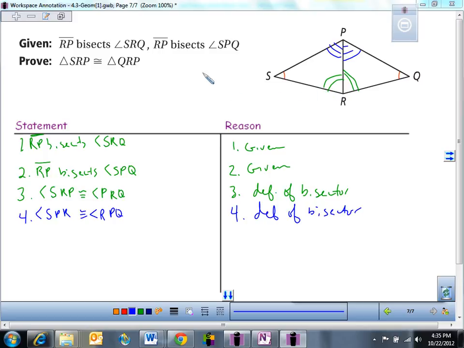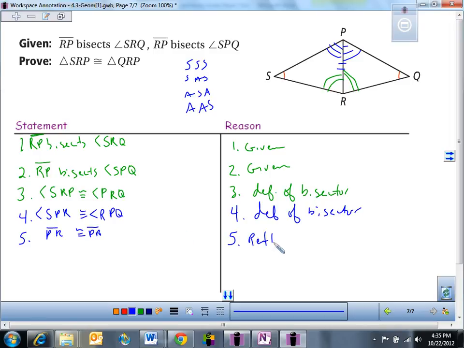So we need one more piece. Our options are SSS, SAS, ASA, and AAS. Yep, I heard somebody say it, reflexive. So step 5 is going to be PR is congruent to itself. Reflexive. So then we have our triangles congruent. Triangle SRP is congruent to triangle QRP because of angle, side, angle.